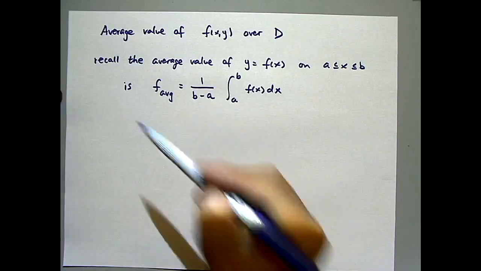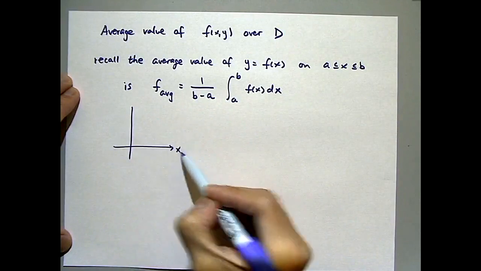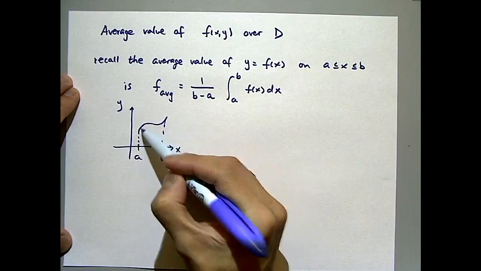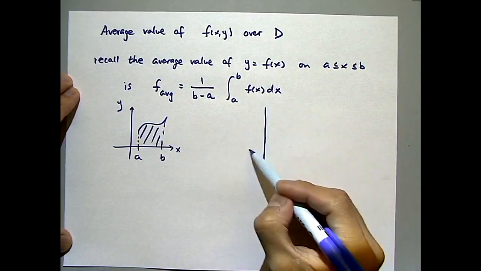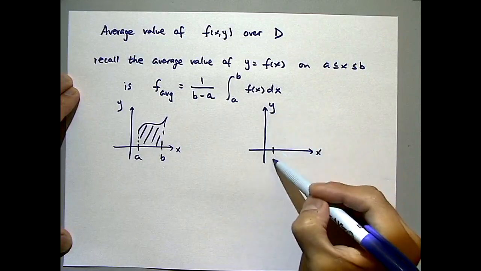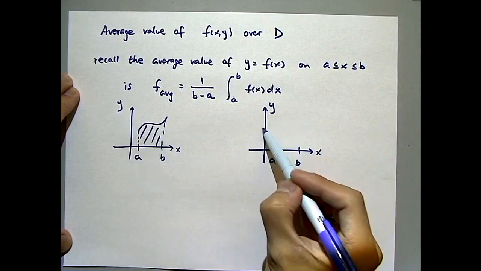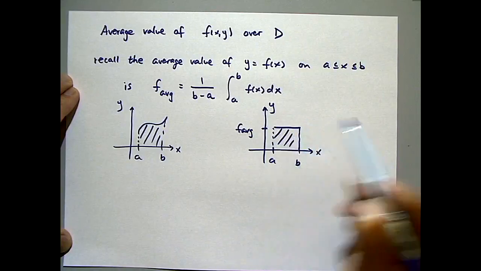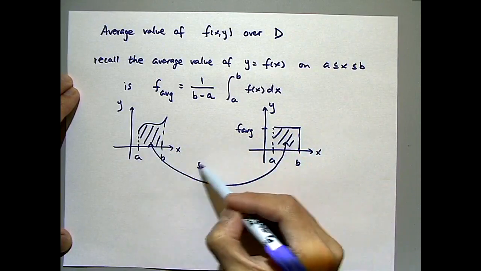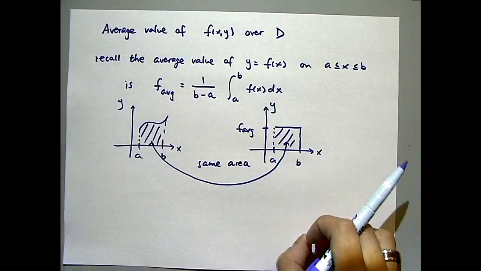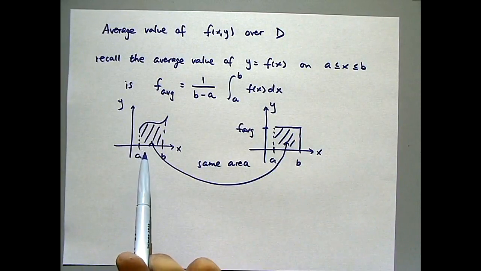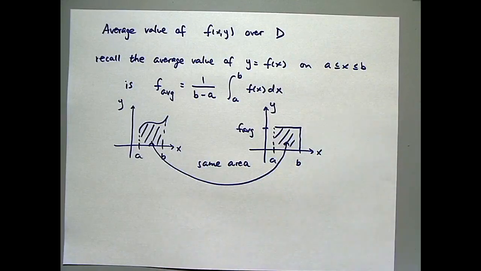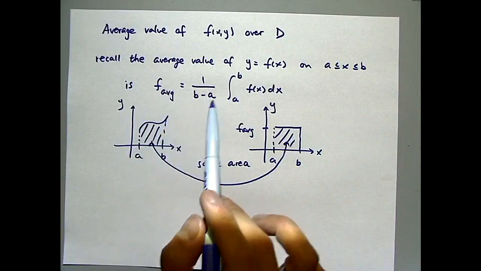So what this does geometrically. So here's f. It's got some kind of area. What this does is it finds a constant y value such that these two regions will have the same area. In other words, we calculate the area of this thing and replace that with a rectangle with the same base but a different height. And that height is the average value of the function y between a and b.